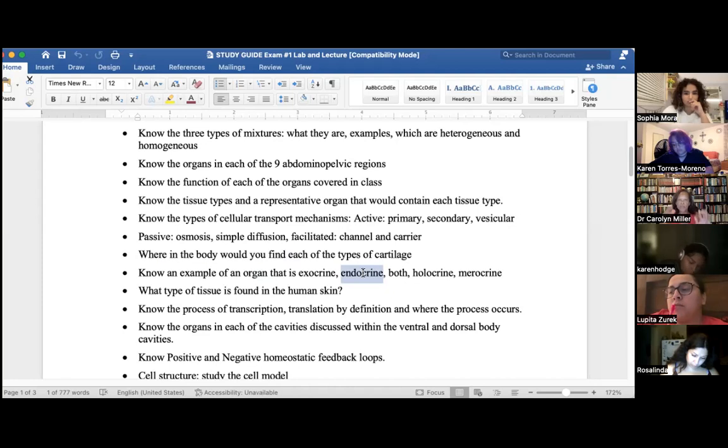So endocrine secretes inside the circulatory system. Exocrine excretes to the outside. There are 3 types of exocrine glands. We'll finish chapter 3 tomorrow. The 3 types of exocrine glands.